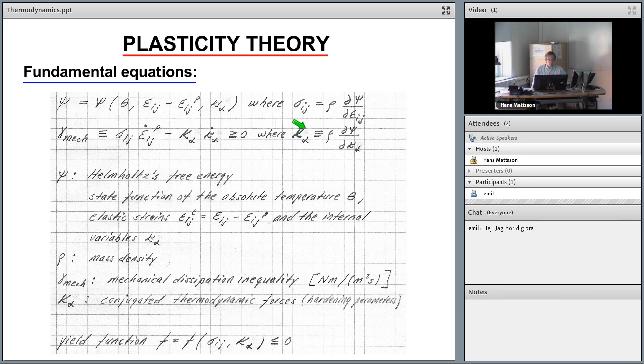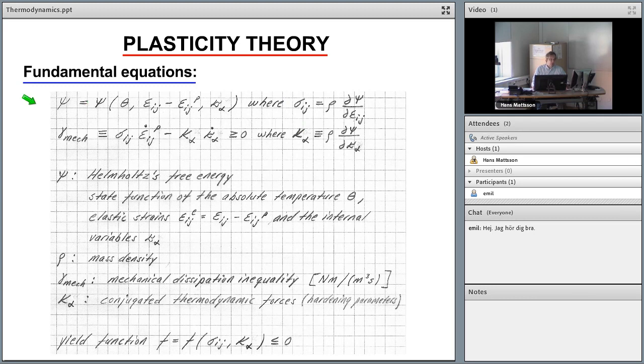And below here we have this K alpha, that is what we have looked at before as the hardening parameters, and this is defined as the mass density times the partial derivative of the Helmholtz free energy function with respect to the internal variables. So we can see that these hardening parameters K are energy conjugated to the internal variables here, and that's why we have this name for K alpha here, conjugated thermodynamic forces, because it's energy conjugated in the same way as the stress to the strain here.